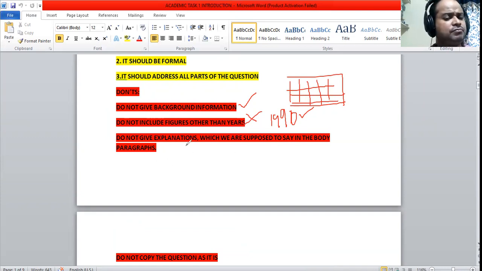The third don't: you should not give explanations. This is going high, this is going low, this was more, this is less. All these things you are not supposed to include, because we are going to explain the graph or the table or the picture, whatever it is, in the body paragraphs. We are not going to say it in the introduction. In the introduction, we have only two things: what the picture is and what it is about.